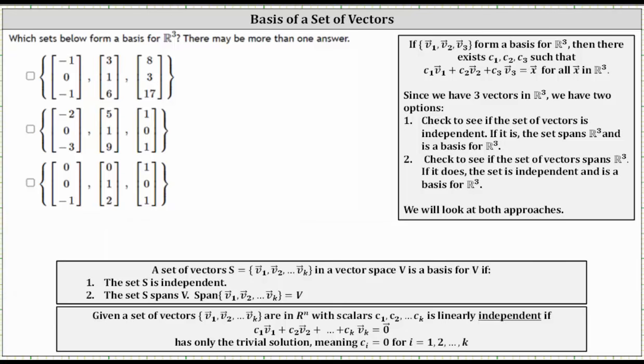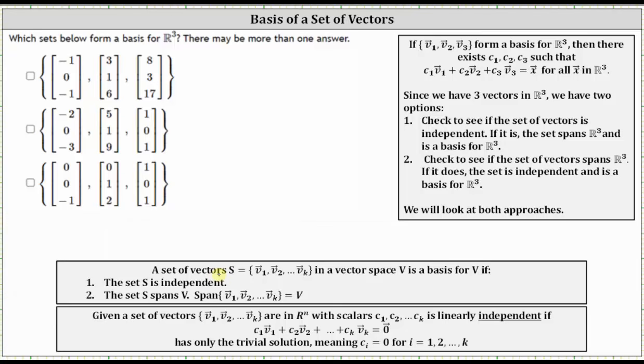Which set below form a basis for R3? There may be more than one answer. A set of vectors S in a vector space V is a basis for V if, number one, the set S is independent, and number two, the set S spans V.